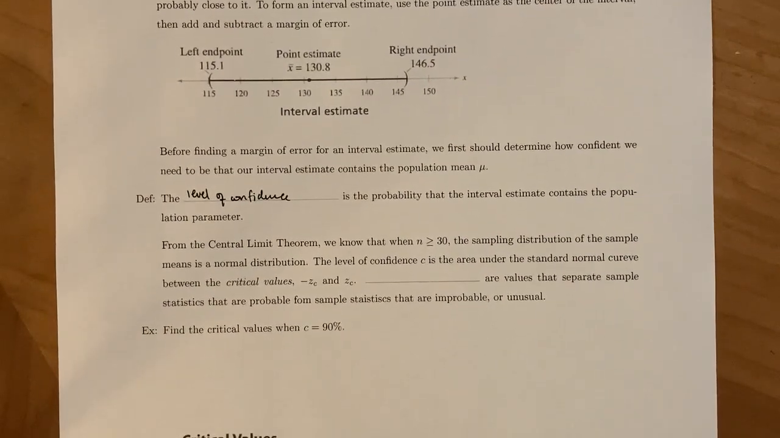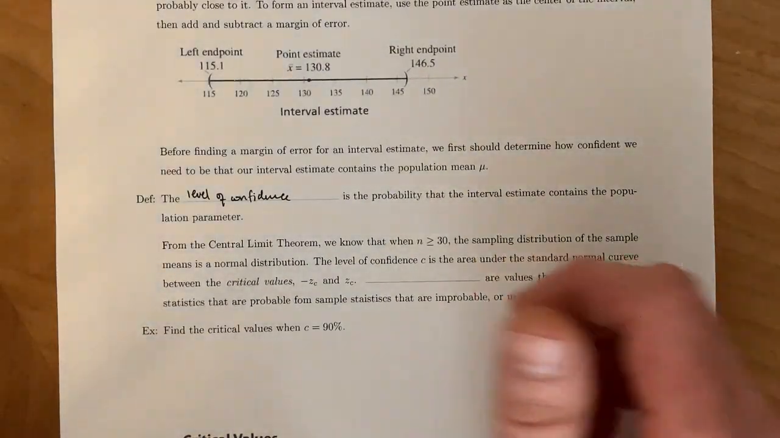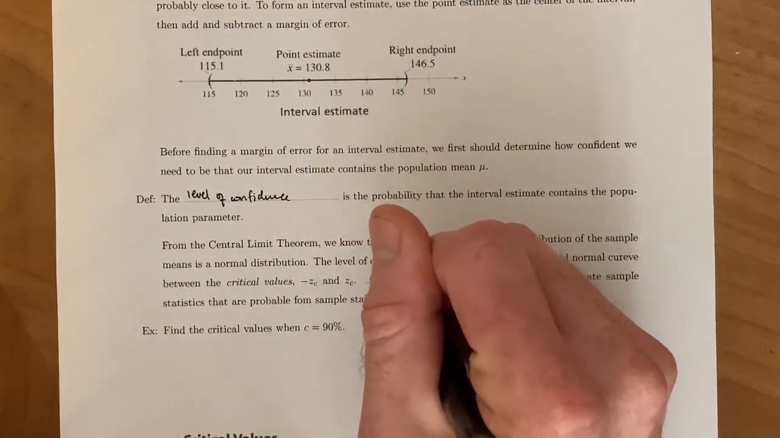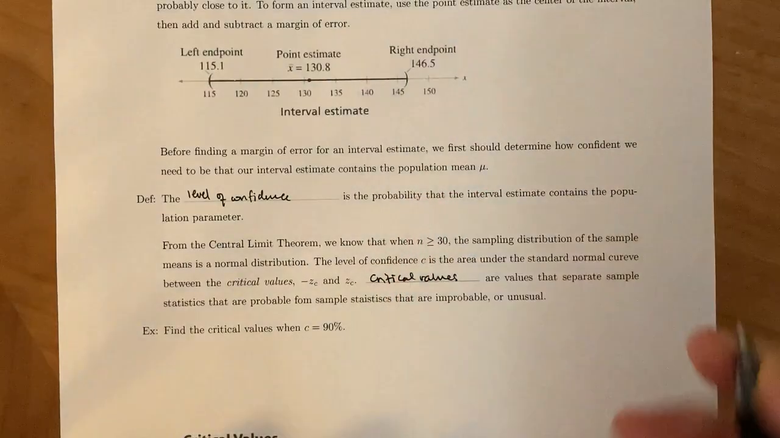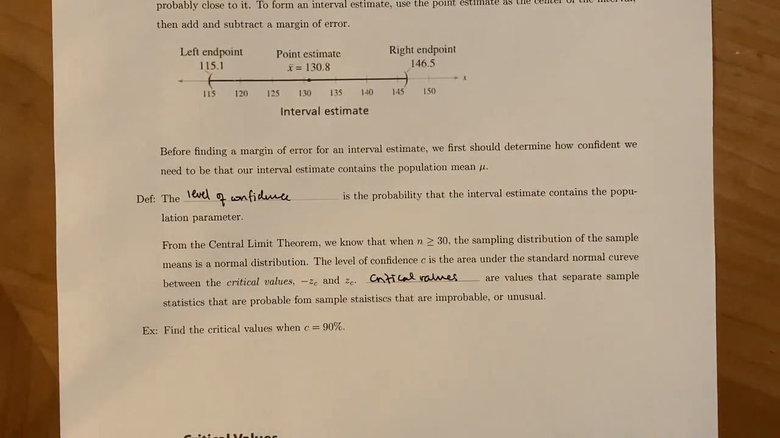Now, from the central limit theorem, we know that when we have a sample size greater than or equal to 30, the sampling distribution of the sample mean is a normal distribution. The level of confidence C is the area under the standard normal curve between the critical values negative z sub c and z sub c. These critical values are values that separate sample statistics that are probable from sample statistics that are improbable or unusual.